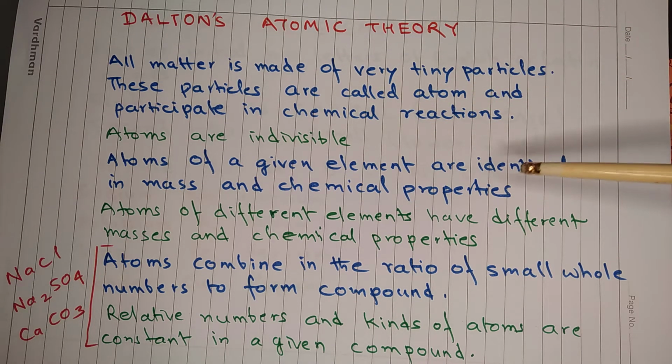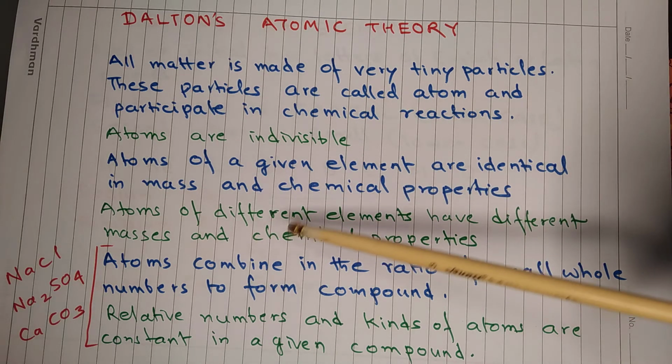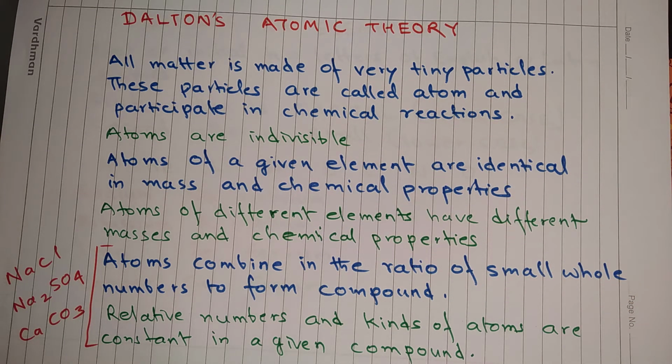Then atoms of a given element are identical in mass and chemical properties. So if you take the atoms of, say, sodium, each and every atom of sodium will have the same mass and same chemical properties. If we take atoms of iron, then each and every atom of iron will have the same mass and same chemical properties. The next point is atoms of different elements have different masses and chemical properties. So now if you take one atom of sodium and another atom of chlorine, then they will have different masses and different chemical properties.